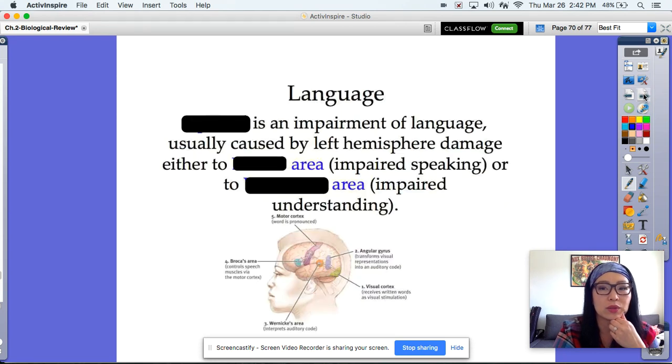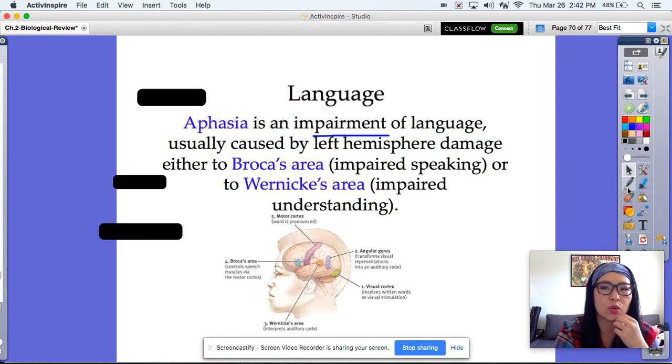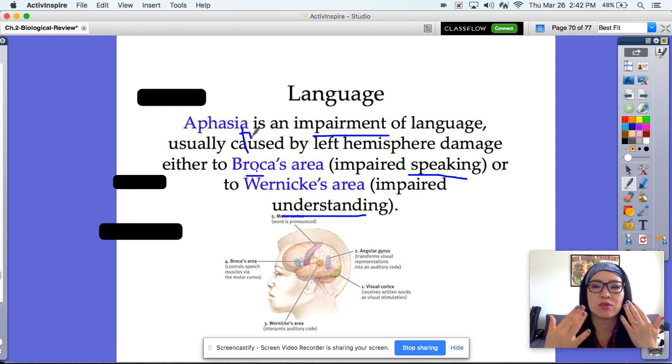All right, then we have language. So an impairment of language, the general term for that is going to be aphasia. And then the part that deals with speaking is going to be Broca's, because it looks like the word boca in Spanish, so mouth. And then Wernicke's area is going to deal with understanding. So Broca's area in general deals with speaking, but if you have an impairment to Broca's, then you're going to have Broca's aphasia, which basically means I can understand everything that you say to me, but I cannot produce words effectively.